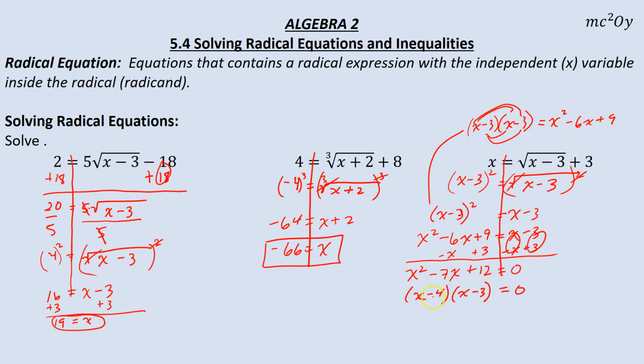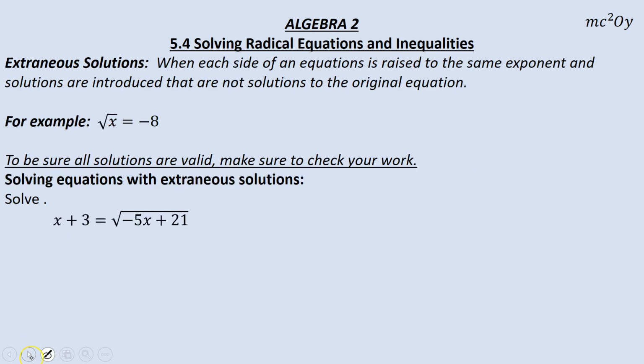And x minus 4 is equal to 0. Right, using the zero product property, that's x equals 4. And x minus 3 equals 0. That's x equals 3. So x equals 4 and 3. Test them out: 4 minus 3 is 1, root of 1 is 1, plus 3 is 4, good. And then 3 minus 3 is 0, plus 3 is 3, and 3 equals 3, good. So we're good, they both work out there. Okay, let's go ahead and try another set here.